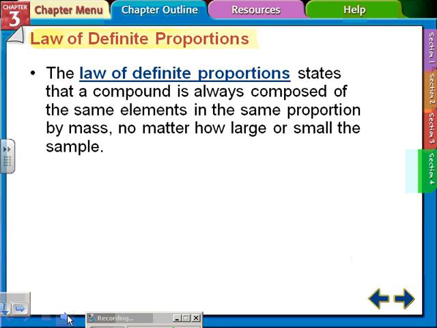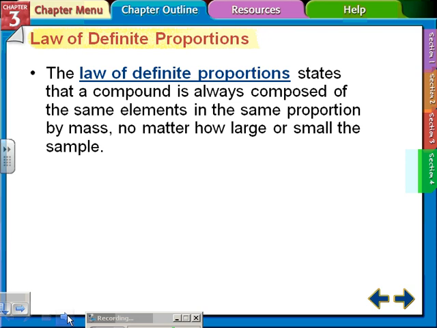All right, another definition. This is the law of definite proportions. This states that a compound is always composed of the same elements in the same proportion by mass, no matter how large or small the sample. So for example, if I get a glass of water, and assuming it's pure water, not some polluted tap water, it's just pure water. And then I go to another pure source, let's say Appalachian Spring somewhere up in some mountains, and I get a sample of water from there, assuming it's pure, no other minerals or anything like that. Water is water, regardless of the source.